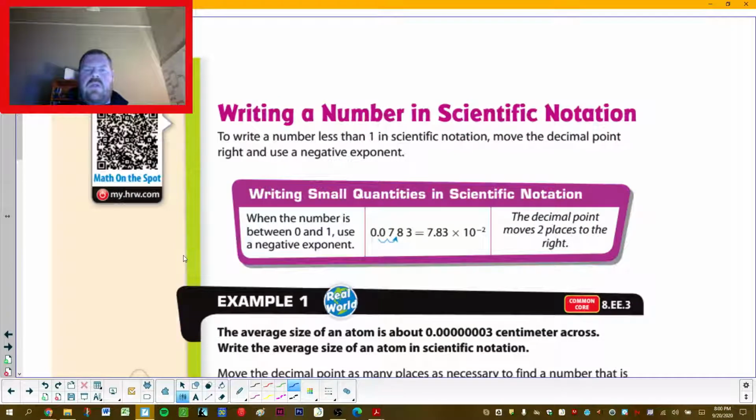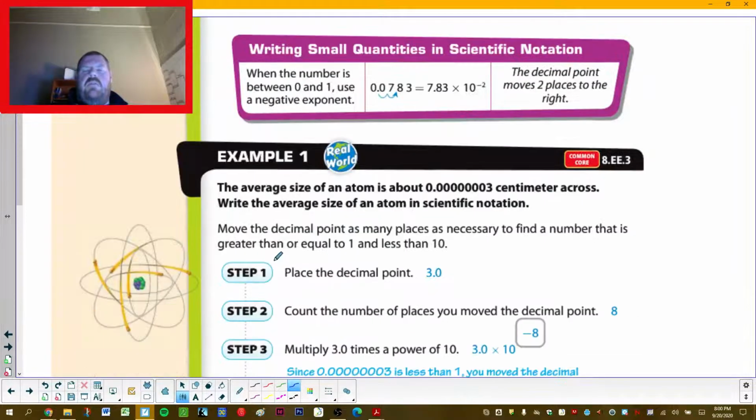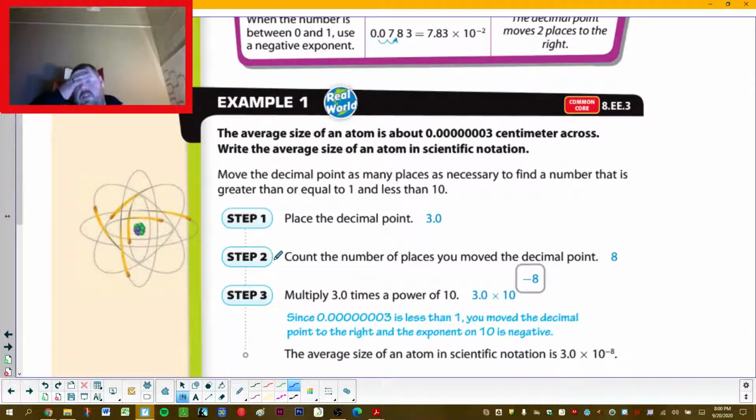Okay. So, writing a number in scientific notation. To write a number that is less than one in scientific notation, we move the decimal point to the right and use a negative exponent. That's kind of the summary there. Usually these pink boxes are some kind of a summary. Let's look at the example that they give us. The average size of an atom is a very small number of centimeters across, and we want to write that in scientific notation.